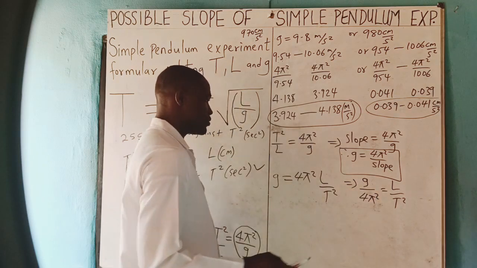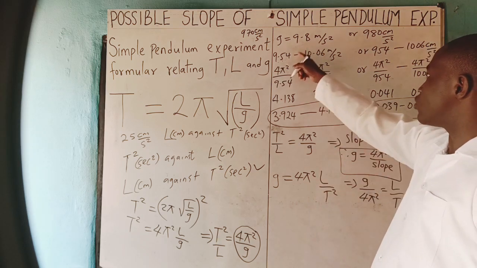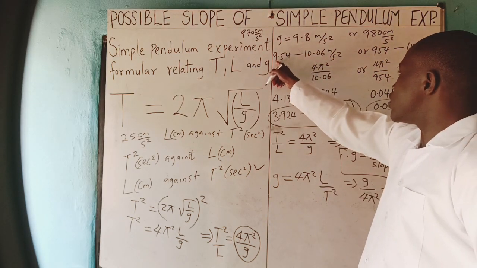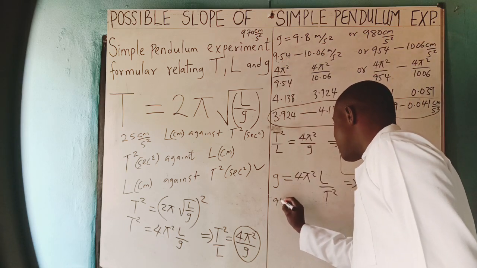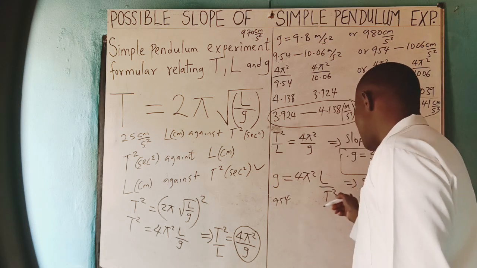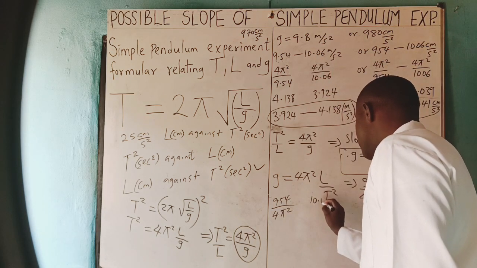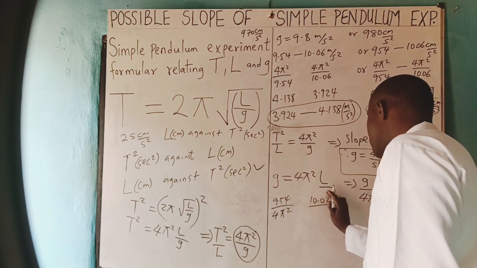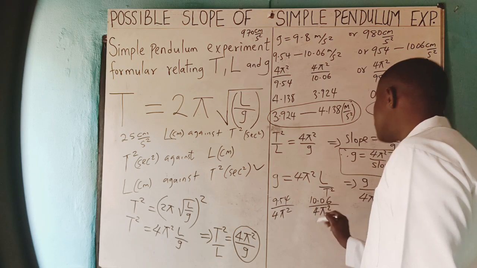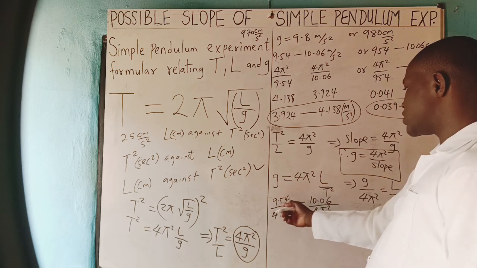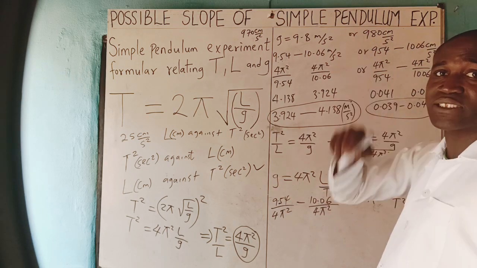Plotting the graph of L against T square gives you G over 4 pi squared. Going back to what we have here, we said that if it's meter per second square, the range will be this to this. For 9.54, I should have 9.54 all over 4 pi square. Then for 10.06, I should have 10.06 all over 4 pi squared. That is the range. We are considering the range now, between 9.54 and 10.06, and this is the G we are talking about, the acceleration due to gravity, which is the major aim of performing the simple pendulum experiment.